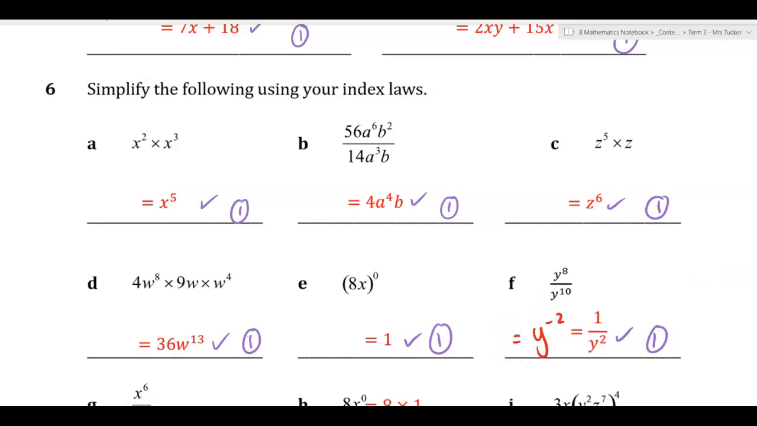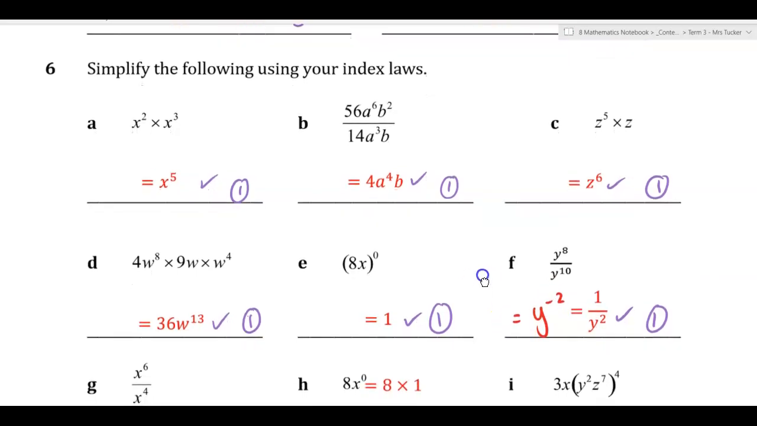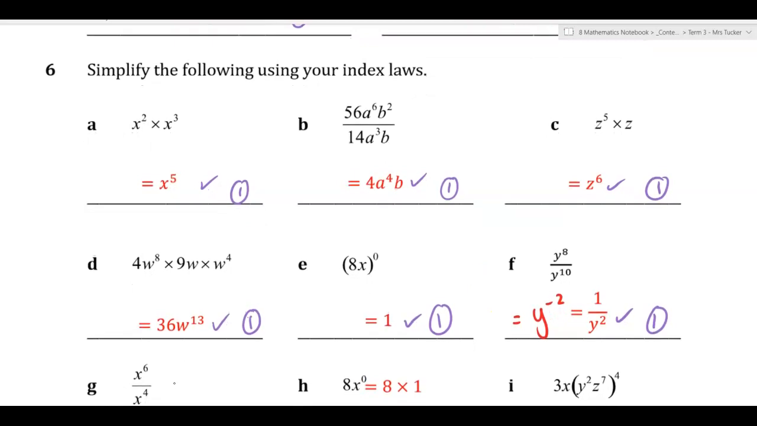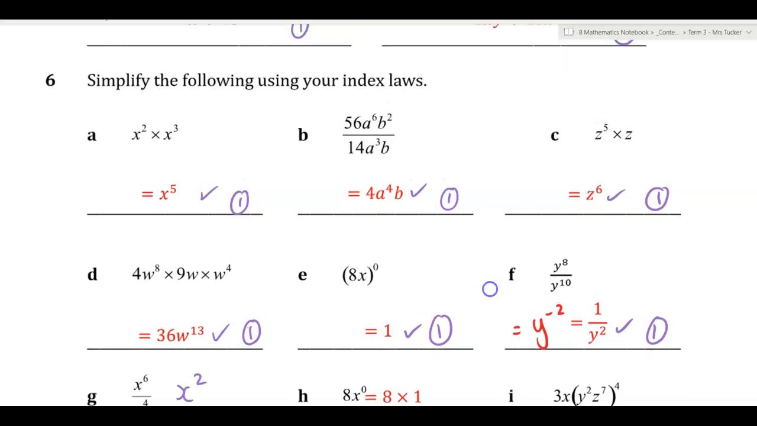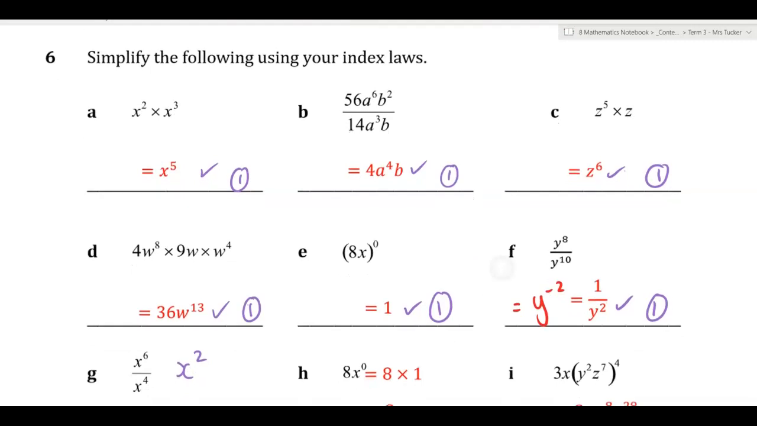Okay. G. Adam, what'd you get for G? Good. H. Jess W, what'd you get for H? 1. Did anyone get something slightly different? 8.